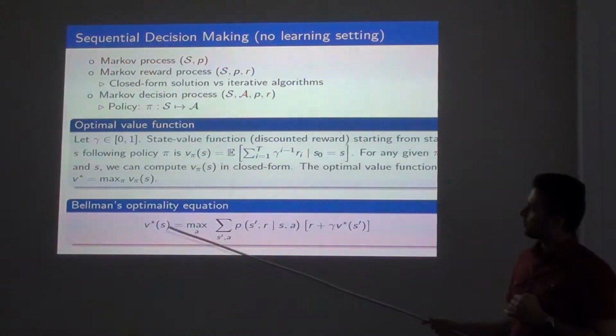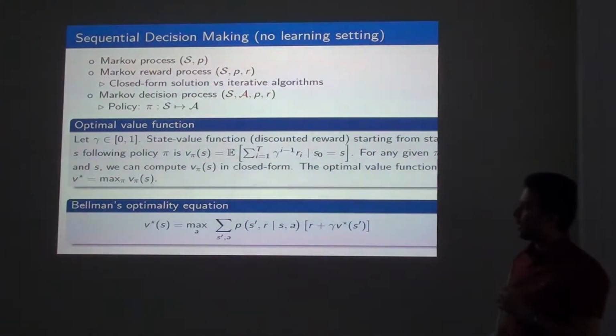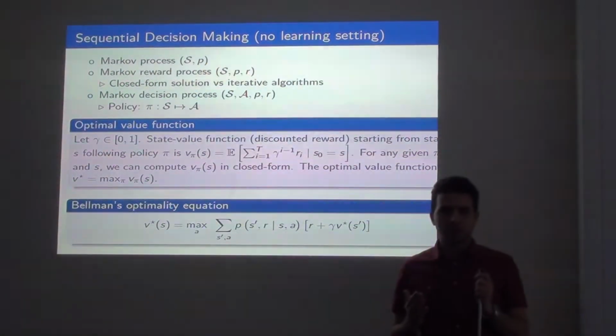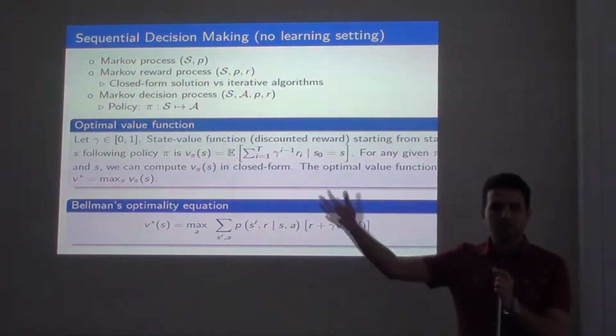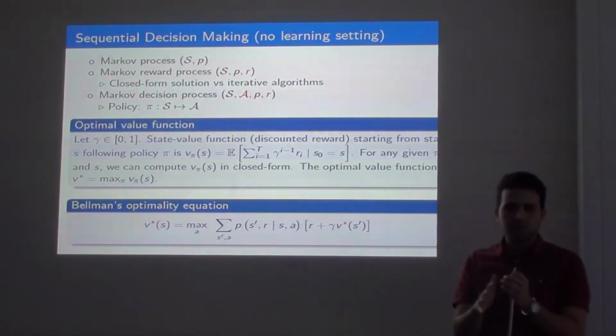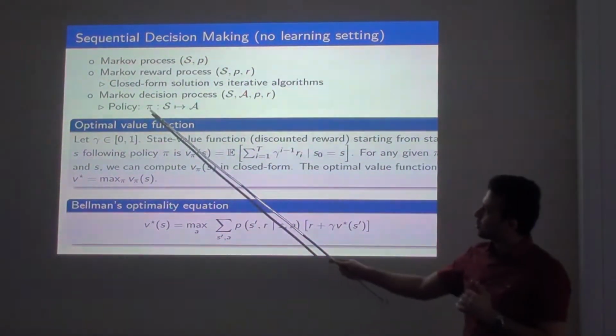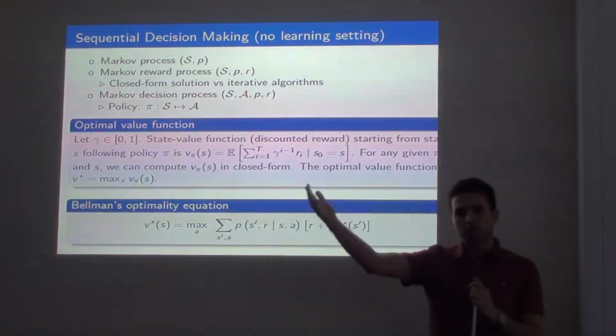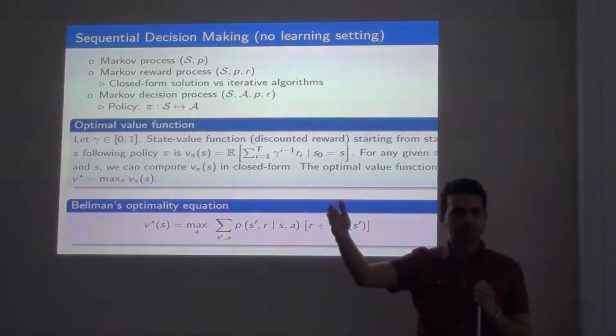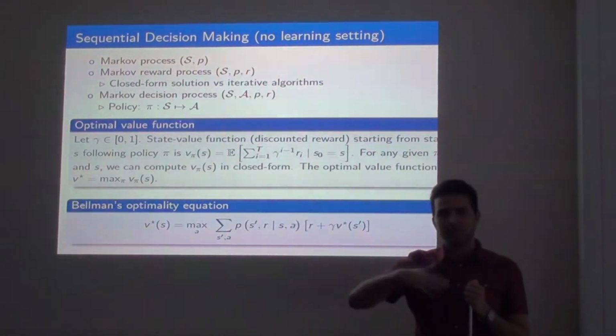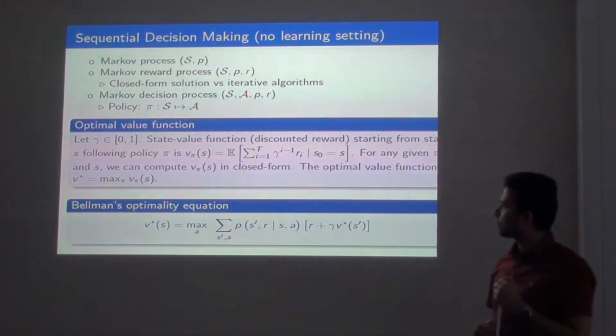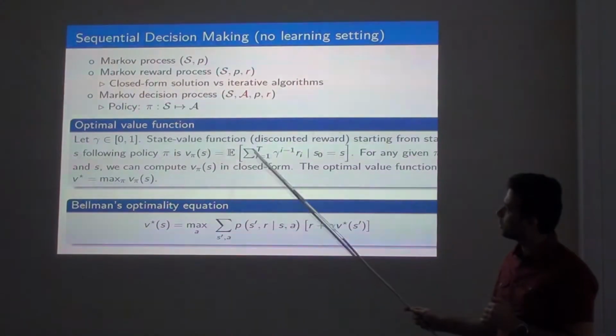And then you can define a discounted reward, a state value function, as the reward that you can collect in the long run if you start from some state and then follow some policy. Okay, so you will start from some state, take some action based on that policy, you will go to another state, then from the other state you will take another action based on some policy, you will go to another state, and you will do that over and over until time t.